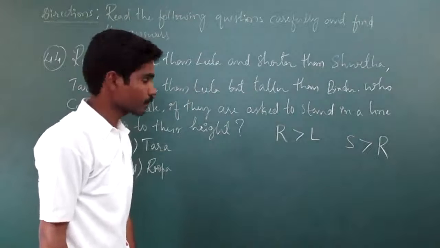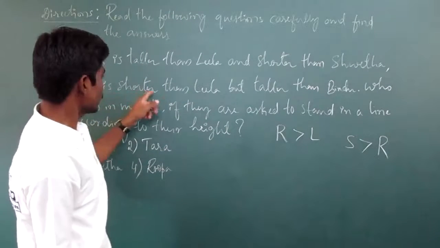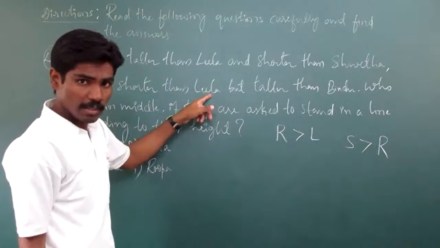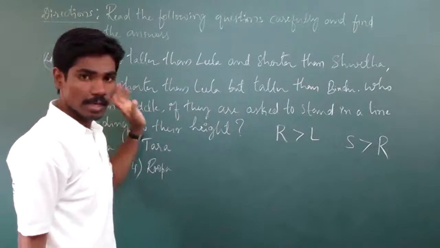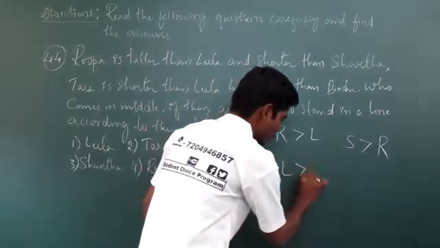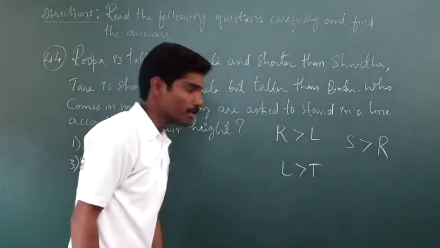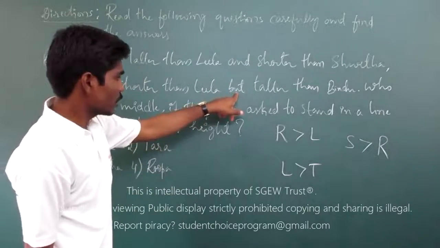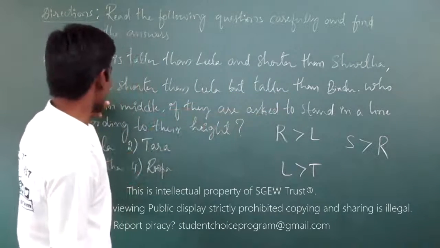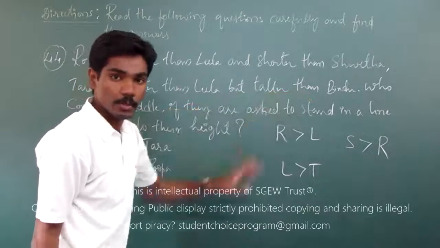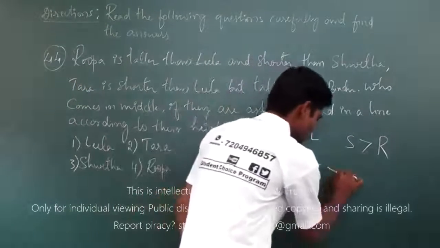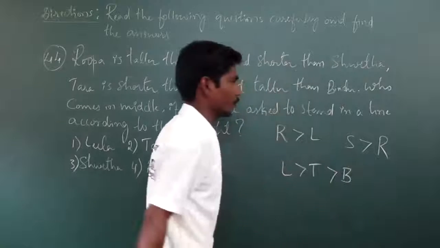Okay. Now, Tara is shorter than Leela, nothing but Leela is taller than Tara. Let me write that. Leela is taller than Tara. Okay. But taller than Bindu. That means Tara is taller than Bindu. Tara is taller than Bindu.